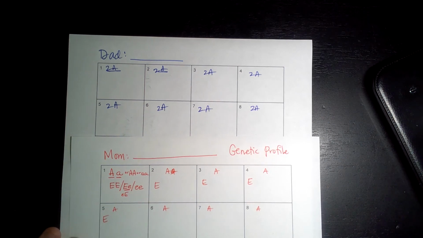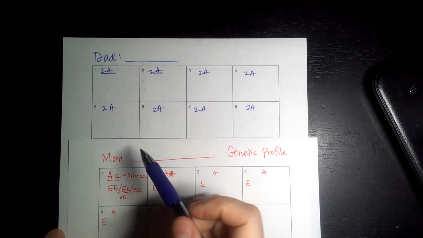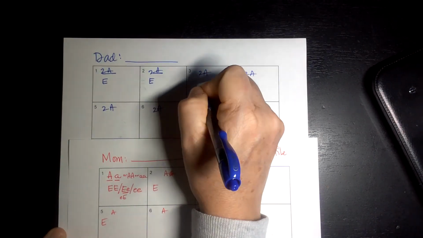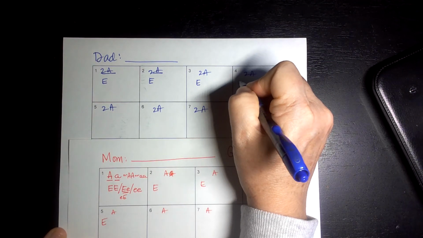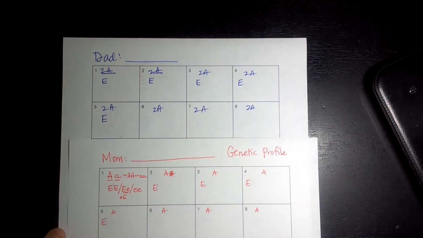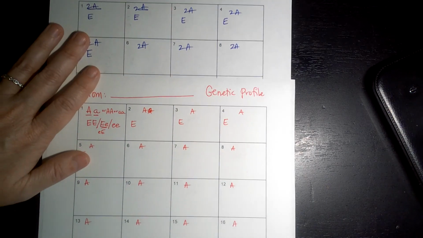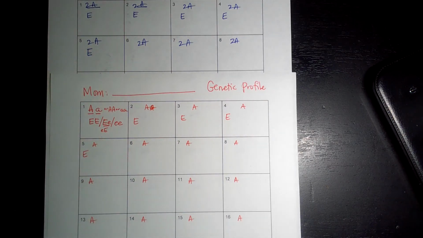All right, go to Dad's sheet, grab your blue pen. Same deal. You're going to flip for the letter E in box 1, 2, 3, 4, and 5. All right, pause the video and do that. All right, you're back. New letter.